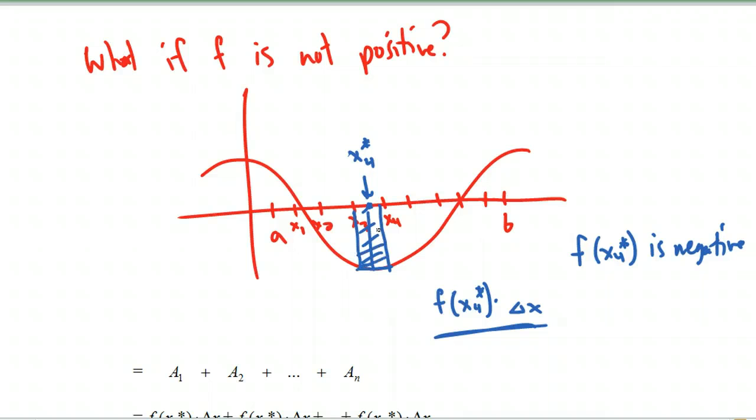So even though the area of this rectangle is always positive, when we multiply f of x sub 4 star times delta x, we get the negative of this area. And the reason is because f of x sub 4 star is negative. So we still get this length times this length, but it's negative. So that's why the definite integral really gives you the net signed area, because these parts that are below the x-axis sort of count as negative.